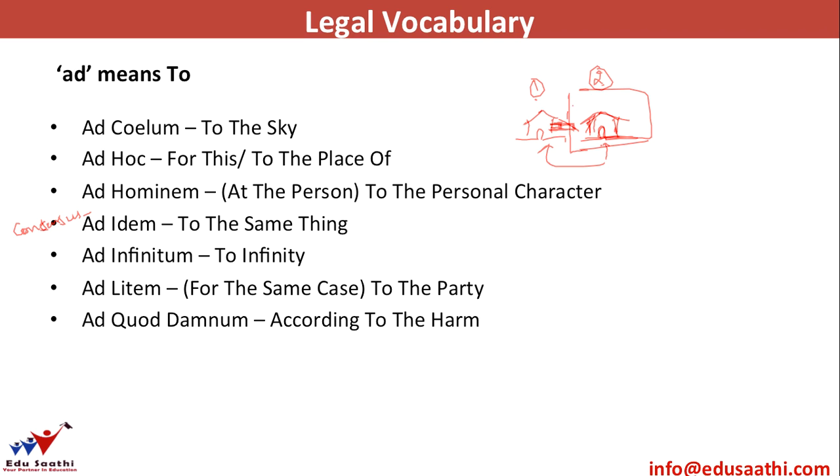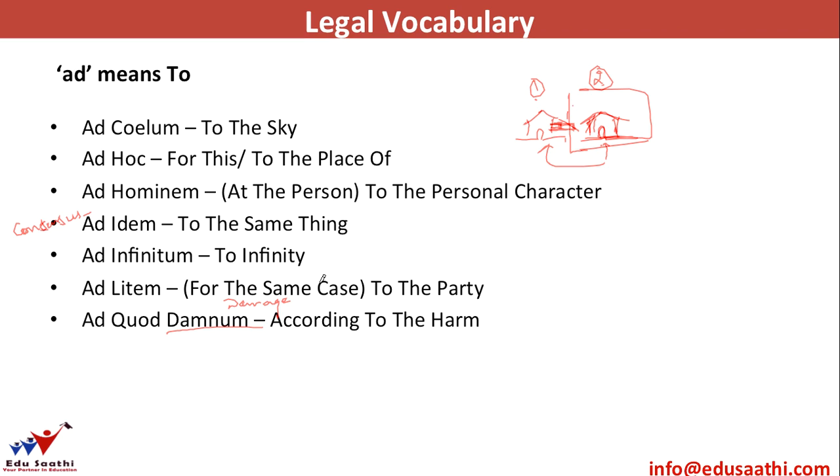Likewise, we have ad quod damnum. For example, if there's an accident and there's some damage, how do the insurance companies decide how much has to be approved as the claim to be given to the customer of the car? They decide ad quod damnum, that is, according to the damage. Please note that damnum stands for damage. So ad quod damnum means according to the damage.